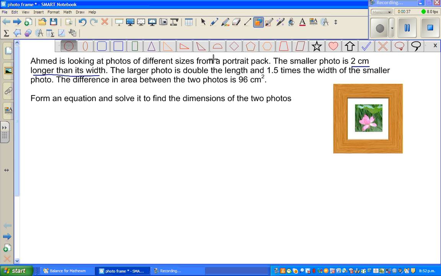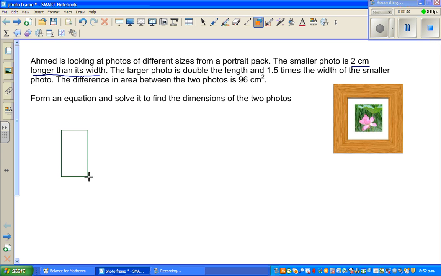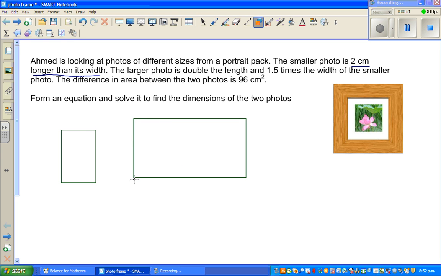So let me draw 2 portrait photos. This is a smaller portrait, and this is a bigger portrait. I don't know what the size is, so let me read the question again. They're saying this is the smaller photo and this is the bigger photo. The smaller photo is 2 centimeters longer than its width. So if this is the length and this is the width, the length is 2 centimeters longer than its width. So if the width is W, your length is 2 centimeters longer, so that is W plus 2. Does it make sense?